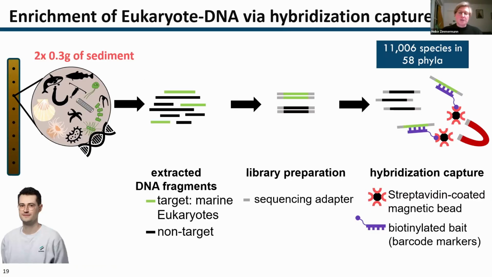We get to use a little trick to enrich for eukaryote DNA, and we use an approach called hybridization capture. And this is a project of my postdoc, Jérémy Quentin, who developed an assay to enrich for barcode markers, and this contains more than 11,000 species in 58 phyla.